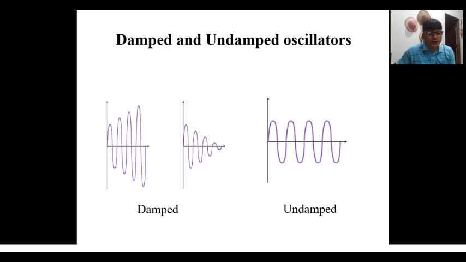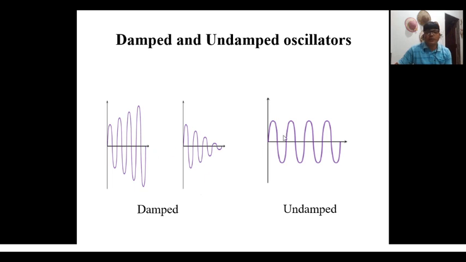Oscillators are again of two types, damped and undamped oscillators. First, damped oscillations. In damped oscillations, the amplitude of the electrical oscillations keeps decreasing, or it may keep increasing, with time. But in damped oscillation, the frequency remains constant. There is no change in frequency, only the amplitude changes.